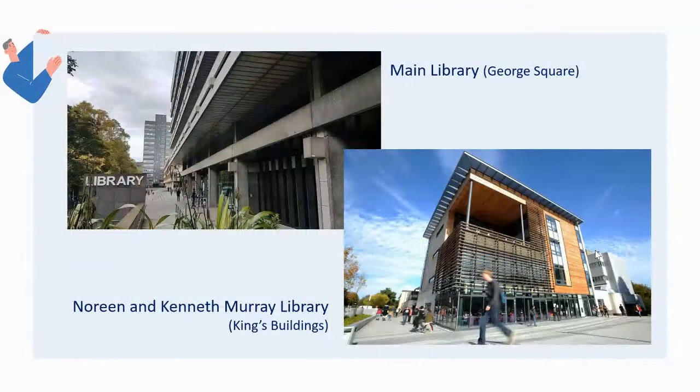EdHelp can be found online and on campus, and whether some of you will be venturing onto campus this semester or not, I don't know, but we'll start off with the on-campus support. So there are two on-campus sites. There's one at the main library at George Square and the other at the Noreen and Kenneth Murray Library at King's Buildings. The latter you probably come to know as King's Library.